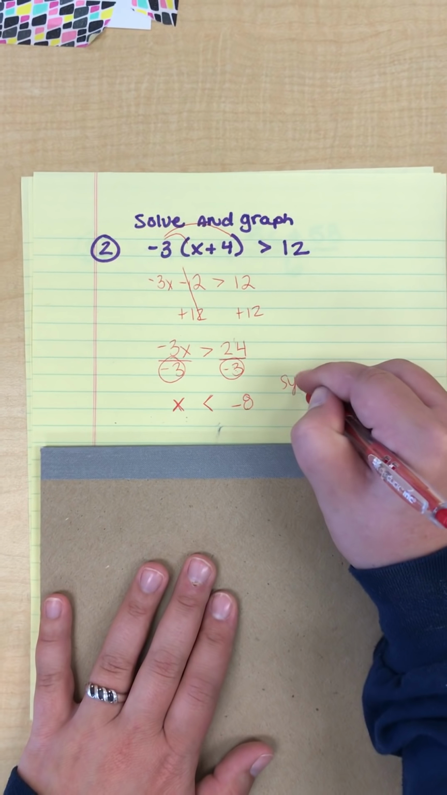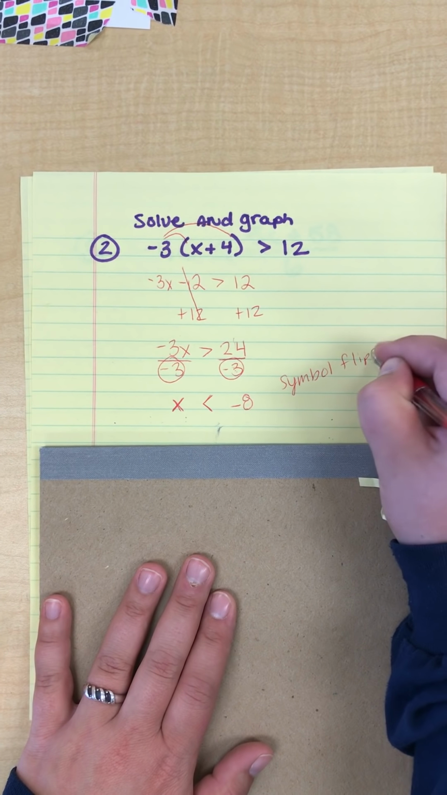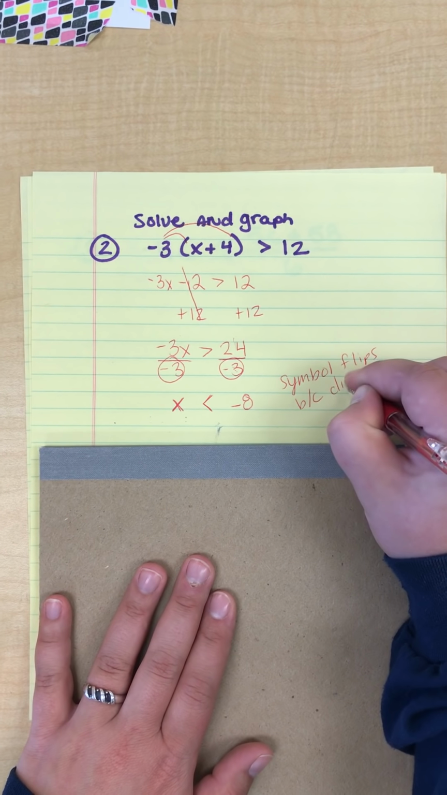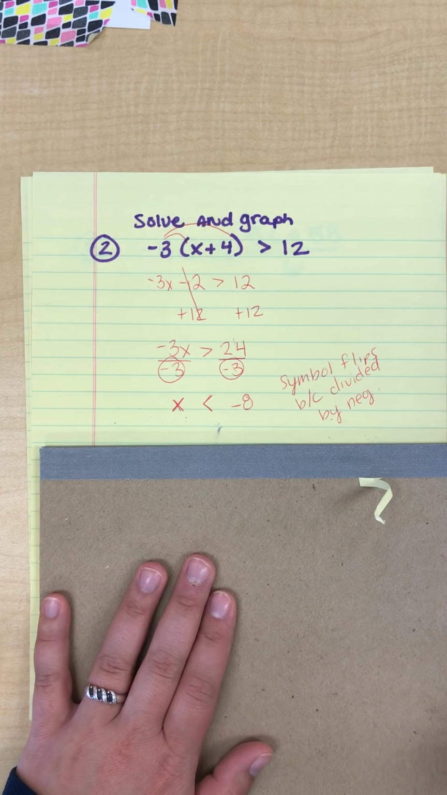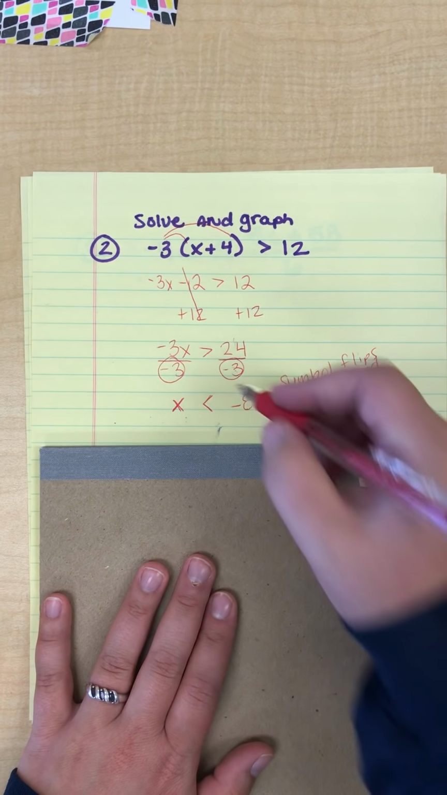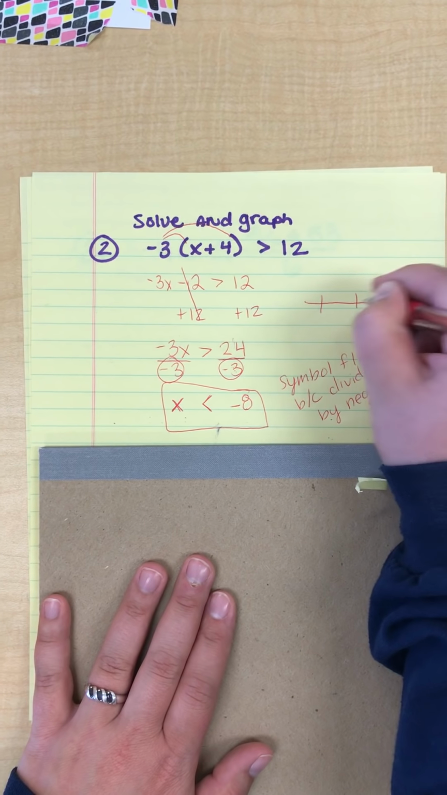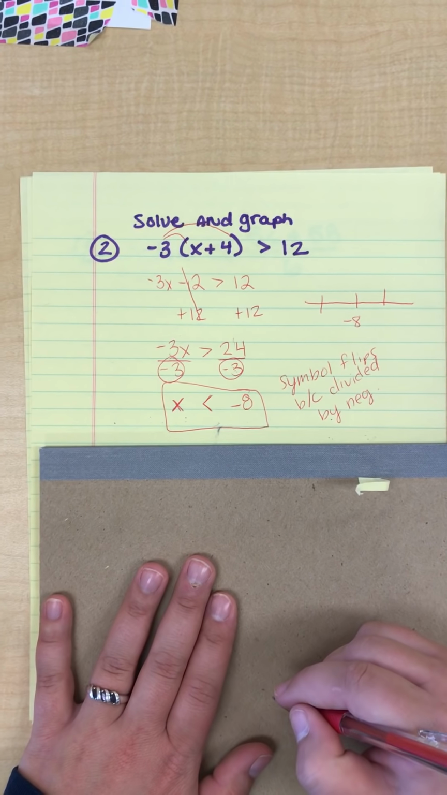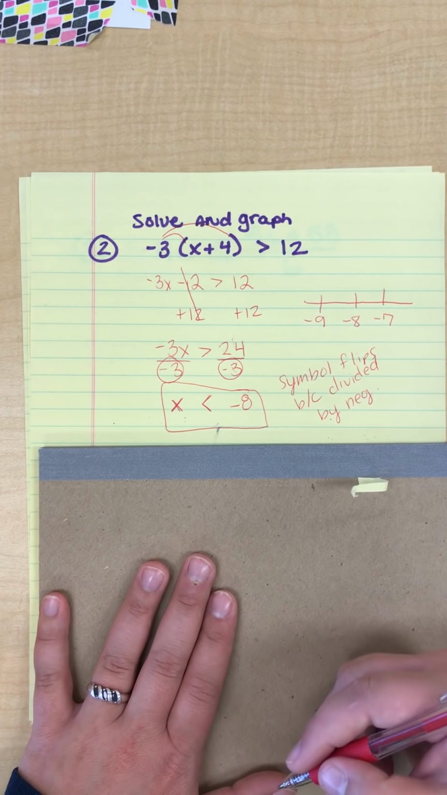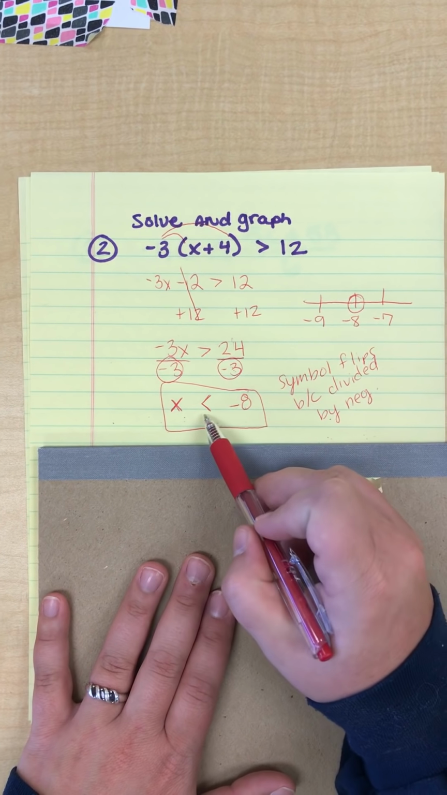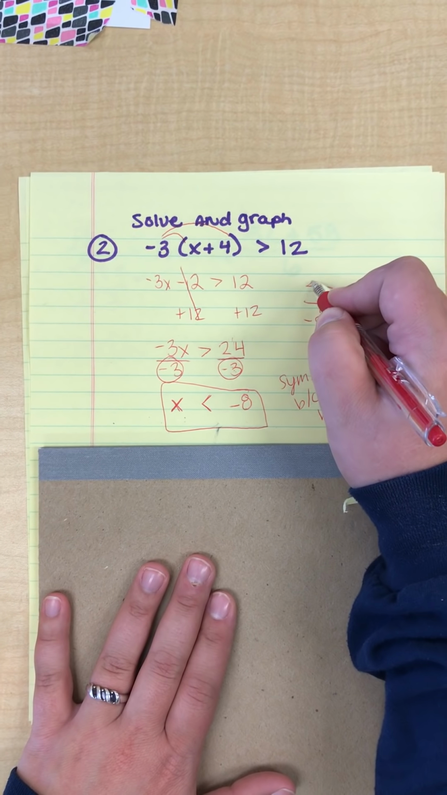So that might be a note that you want to write to yourself: symbol flips because divided by a negative on both sides. All right, so here's my answer: x is less than negative 8. If I'm making my number line, I'm going to put a negative 8 right in the middle. One number bigger than negative 8 would be negative 7, and one smaller is negative 9. This time I'm going to have an open circle because there's not that line underneath here. And it says x is less than, so I'm going to go to the left.